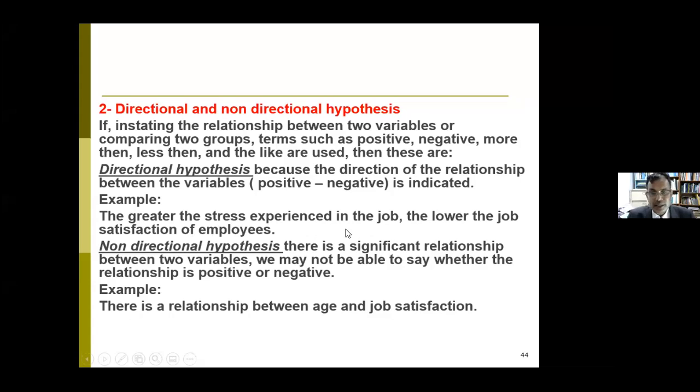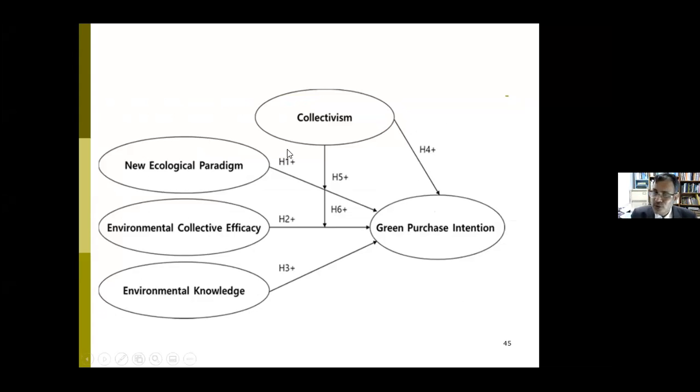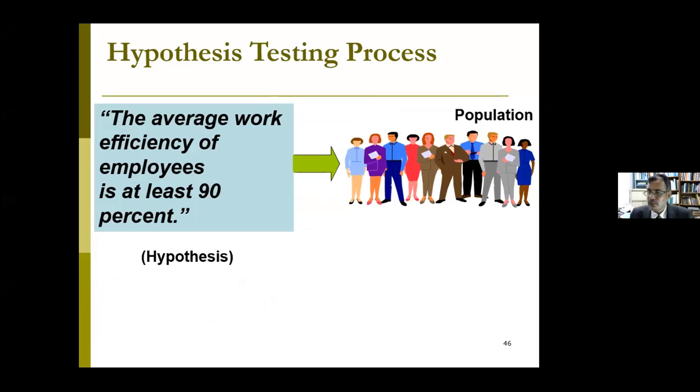So we will use a sentence like, there is a negative relationship between job stress and job satisfaction. This kind of hypothesis is very common among students. And in your conceptual framework, you need to use this kind of sketch, like hypothesis one relates the relationship between new ecological paradigm and green purchase intention. This is just an example. H2 is environmental collective efficacy and green purchase intention. So it is very common for students to use this kind of framework for your hypothesis or conceptual framework. Then we have to test the hypothesis.